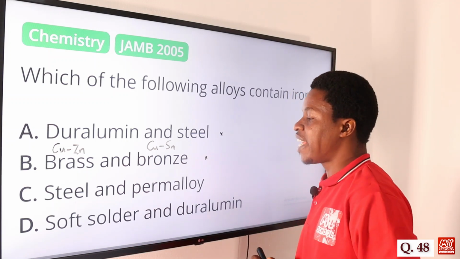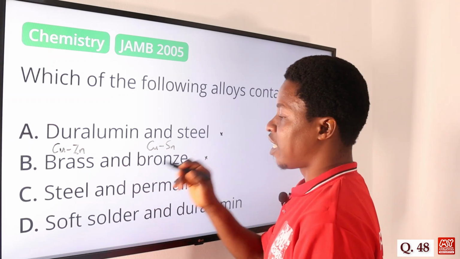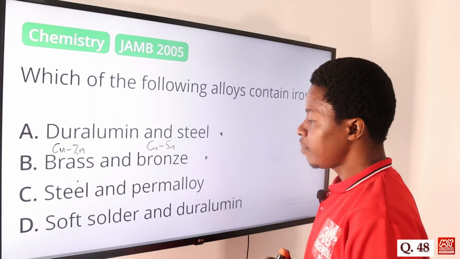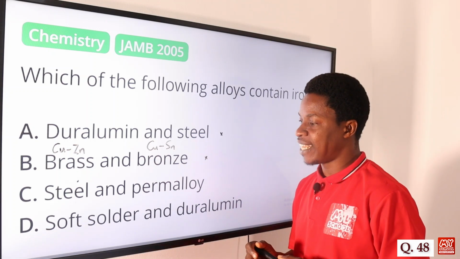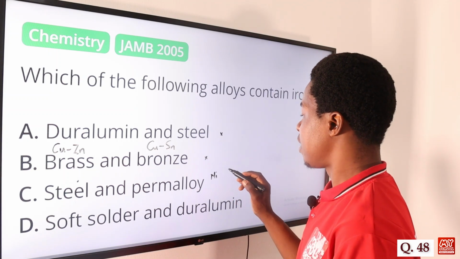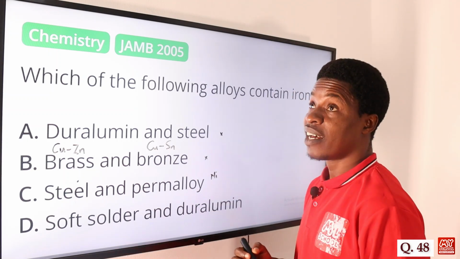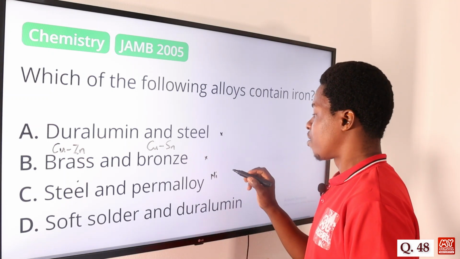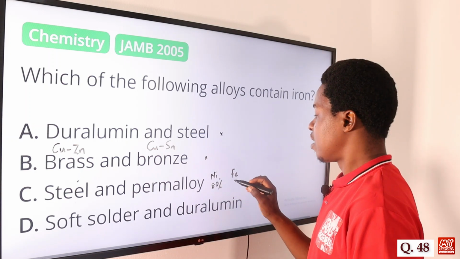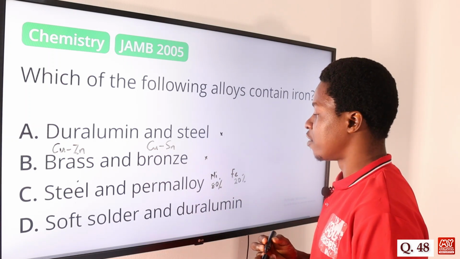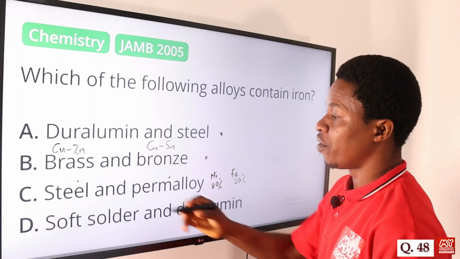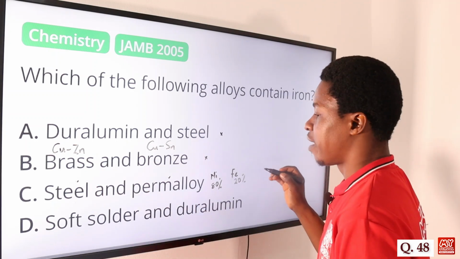Option C, we have steel and permalloy. We already said steel has iron present in it as an alloy. Permalloy is a magnetic substance that contains nickel, a transition metal, and iron as well, in the proportion of 80% nickel and 20% iron. So we have iron present as an alloy in permalloy and also in steel. So that is correct. Let's look at option D.